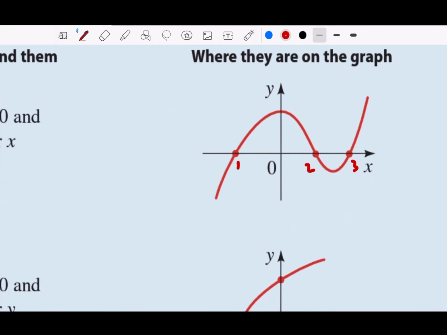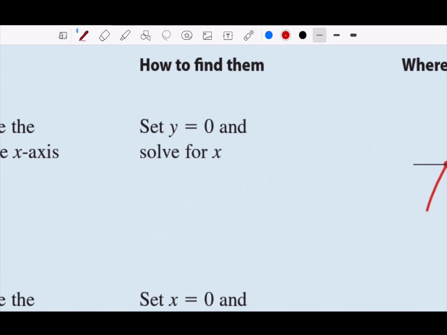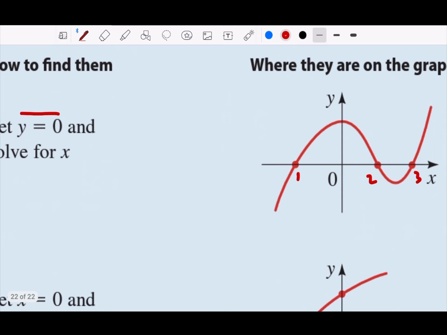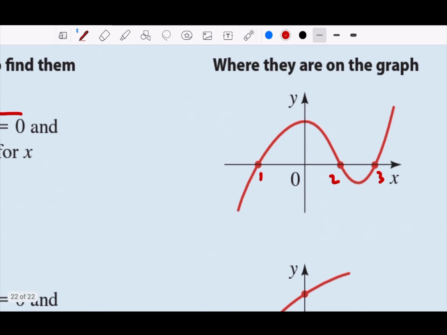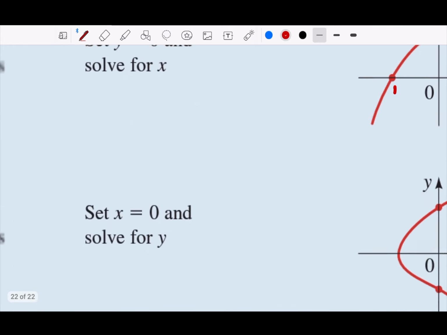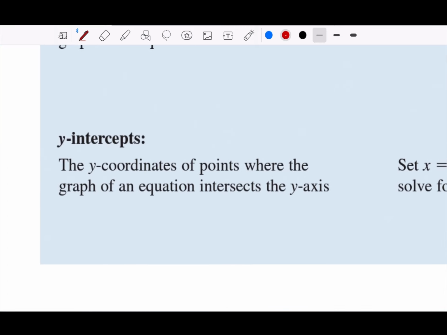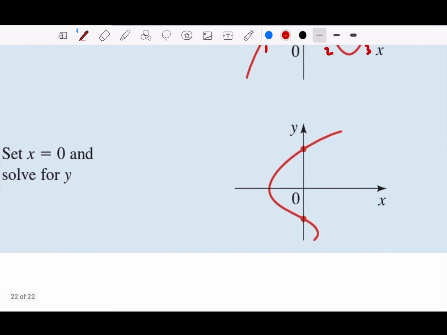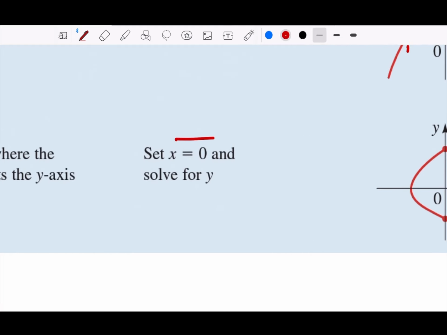Okay, in this picture here. So how to find them? Just set y equals 0, because at y equals 0, we see that precisely all these 3 points come together, right? Okay, another one is the y-intercept. That is how we can find where the curve crosses the y-axis. So basically, that is when x equals 0.